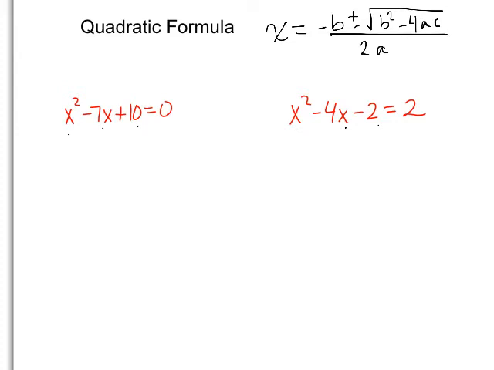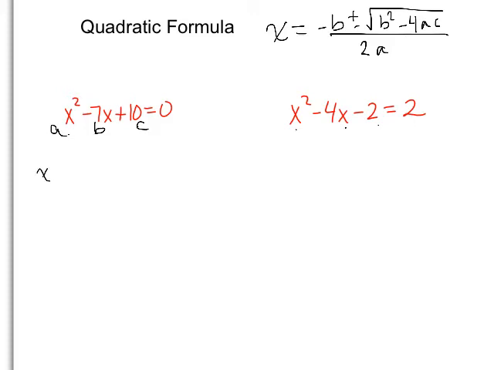And our song goes x equals negative b plus or minus square root of b squared minus 4ac all over 2a. When you're looking at a problem, the a is the number in front of the x squared, the b is the number in front of the x, and the c is the number that's alone. So we'll just replace those numbers into our formula.